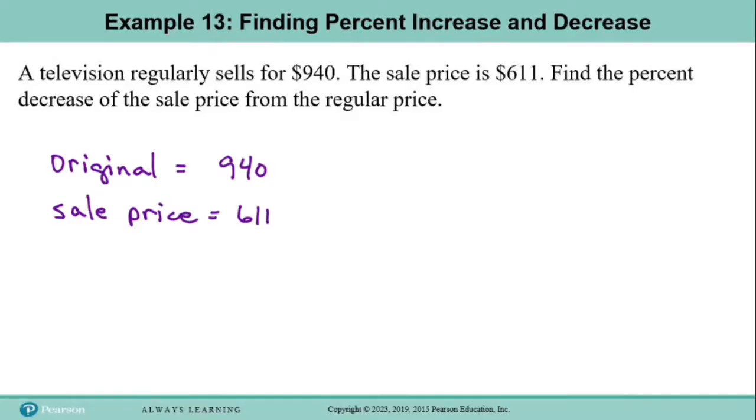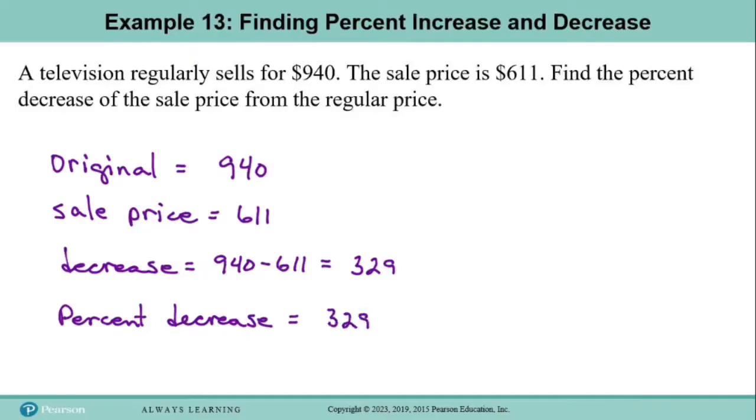To find percent decrease, we need to find the amount of the decrease, and then we compare by division to the original price. So the amount of the decrease is 940 minus 611. So the price dropped $329. Compared to the original price, 329 divided by 940 is 0.35, which in percent form would be 35%. So there's been a 35% decrease in the price.